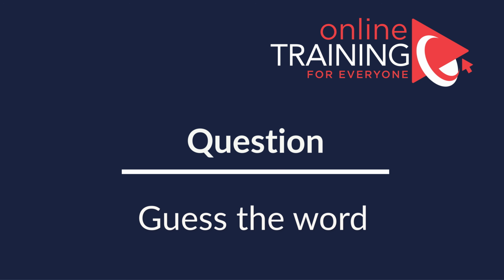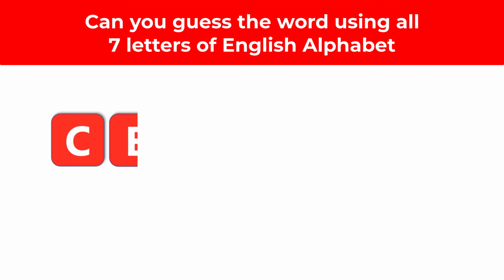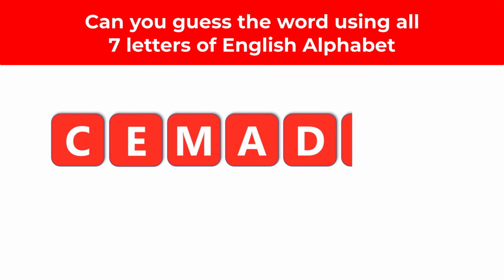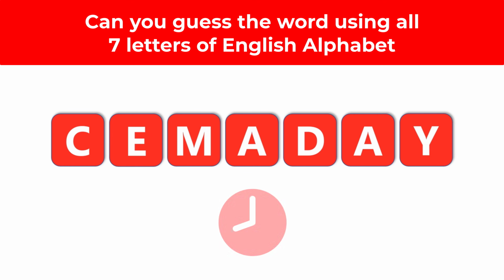Here's the tricky problem we frequently see on the test. You're presented with the 7 letters of the English alphabet. The letters are C, E, M, A, D, A, and Y. And you need to guess the word using all the letters presented. Give yourself 15 to 20 seconds, maybe longer, depending upon your experience of guessing particular words. Do you see the answer? Let's continue to get to the correct solution together.